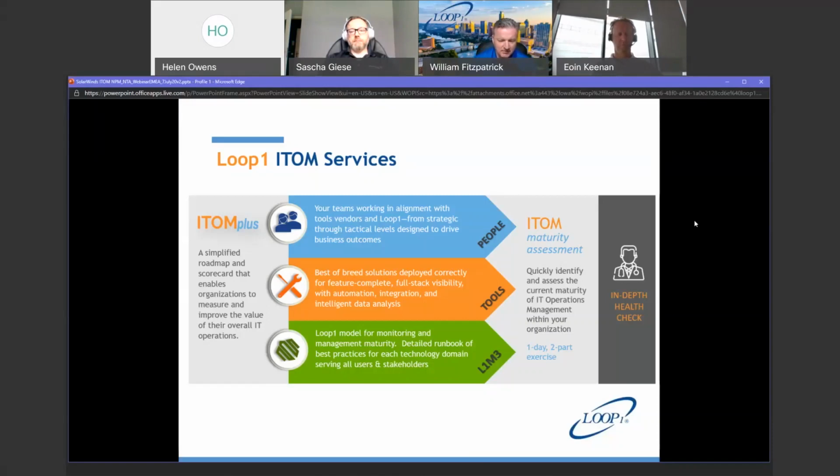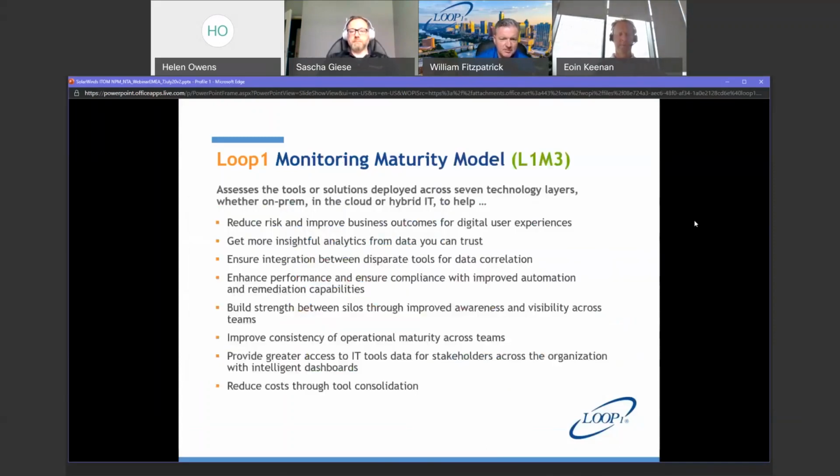And of course, on top of that, if you don't know that your tools are implemented correctly, then you're not going to be able to trust the data that they generate. So when it comes to SolarWinds, we're proud to offer our standard in-depth health check that we've offered for years as a separate component of what we might do in an ITOM maturity assessment. And so just briefly, what we're really talking about here is using tools correctly so that we can make sure that we are reducing risk to the business, improving business outcomes, and really delivering those digital user experiences that we intend to be able to have insightful analytics, right, from data that we know we can trust, so that we can do forecasting, budgeting, reporting that can help drive business decisions.